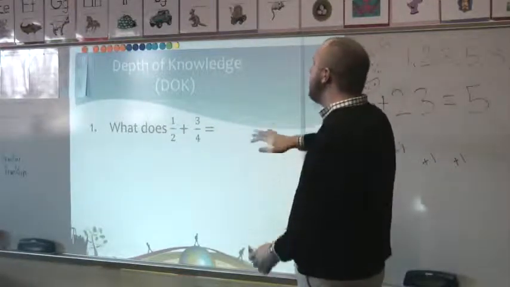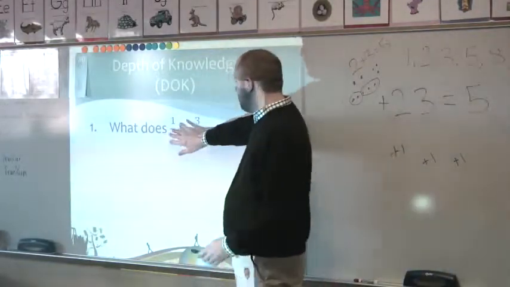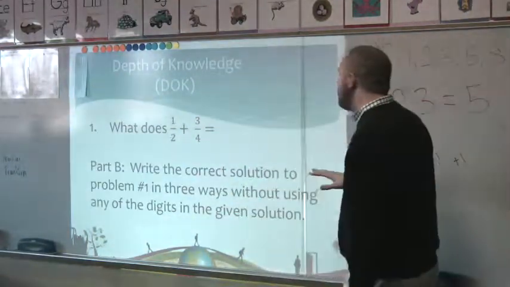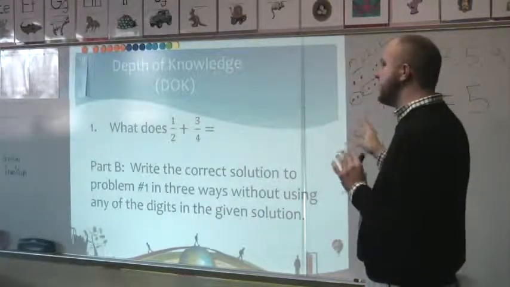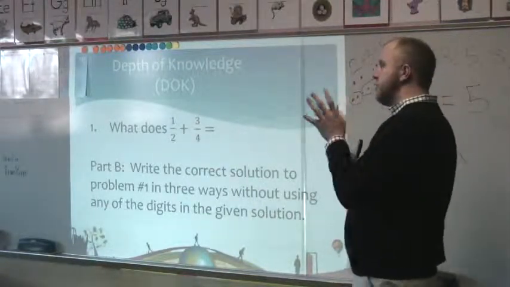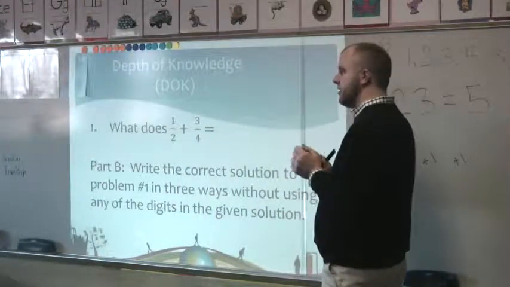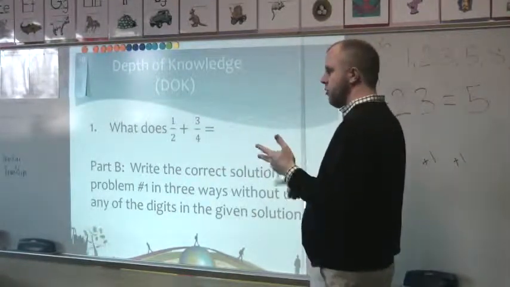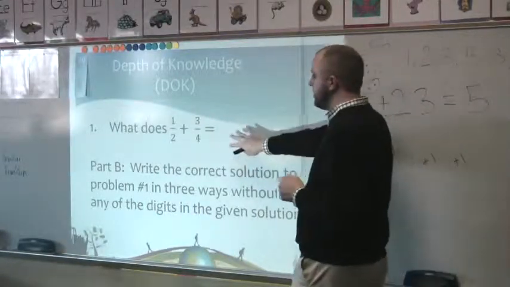All right, so if I want to increase depth of knowledge, so I have this most basic problem here, but a way to increase the depth of knowledge would be to, okay, you've got this. Now, give me the correct solution in three different ways, but you can't use any of the digits that you said first. So if you said 5/4, then you can't use 5 and you can't use a 4. If you wanted to go with 1 1/4 that you said first, then you can't use a 1 or a 4, the digits. So what would be three other solutions to this problem?